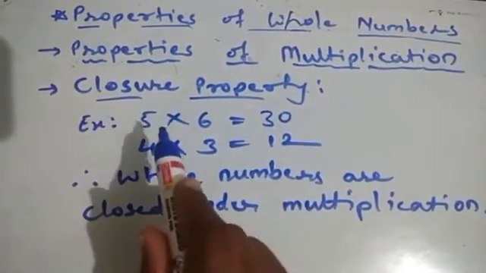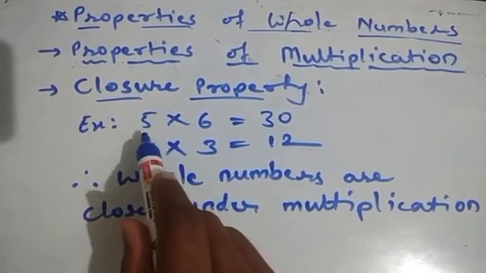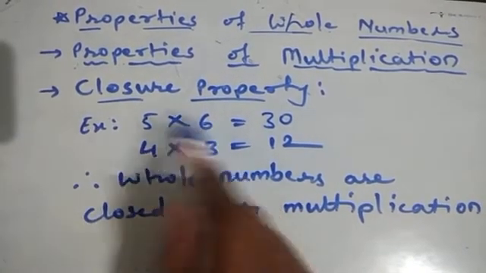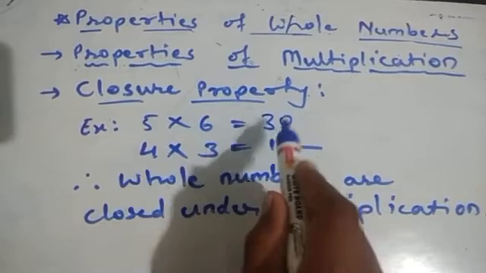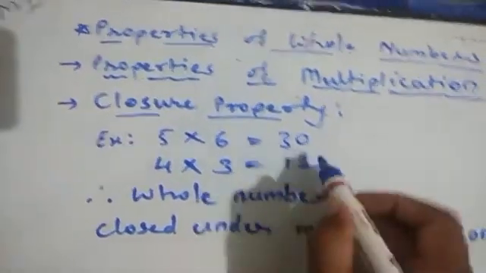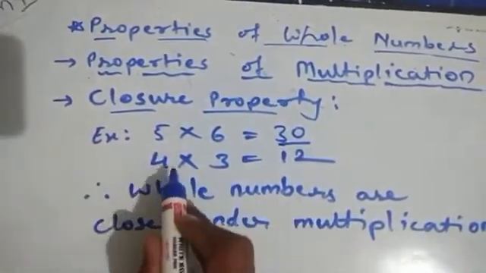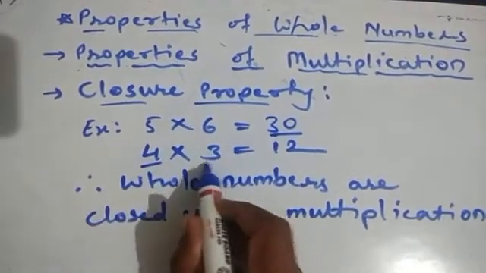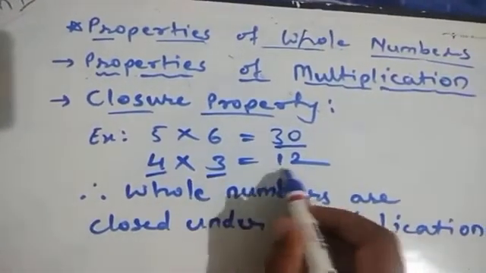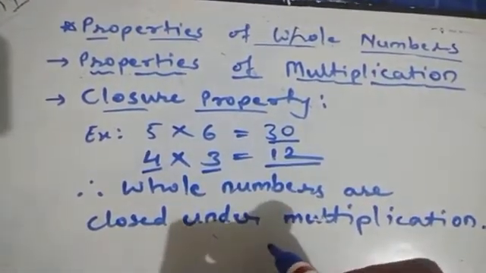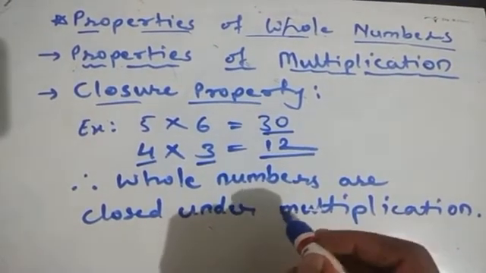See here, 5 is a whole number. Yes or no? 5 is a whole number, 6 is also a whole number, 5 sixes are 30, and 30 is also a whole number. Here 4 is a whole number, 3 is also a whole number, and 4 threes, their product, is 12, and 12 is also a whole number. You can take any whole number.